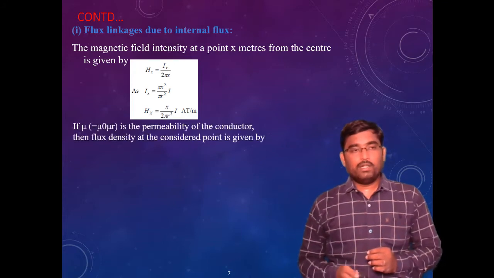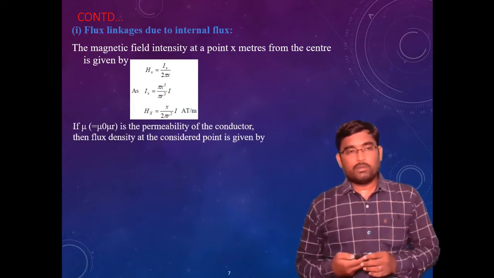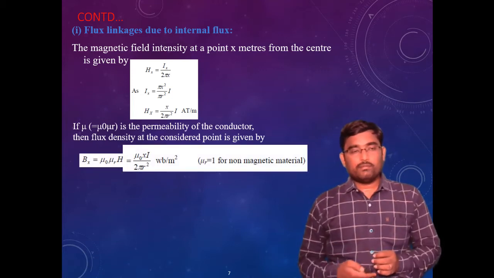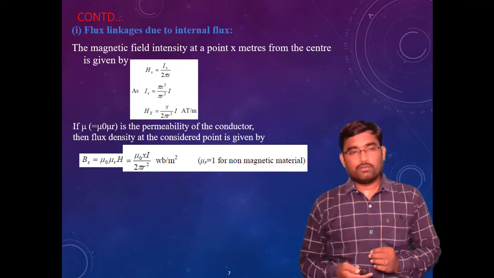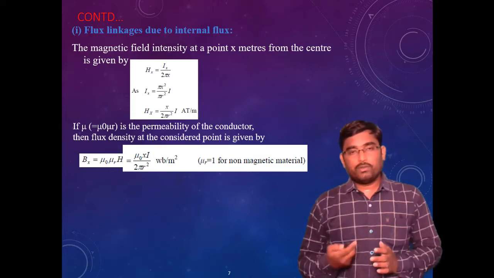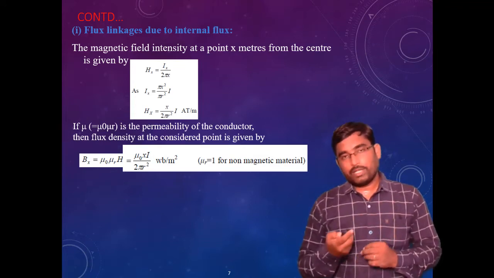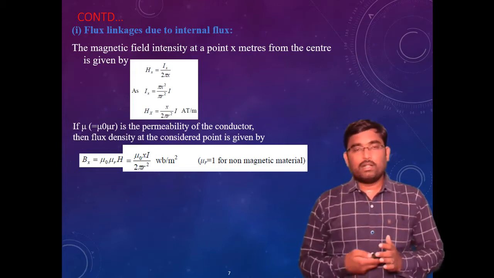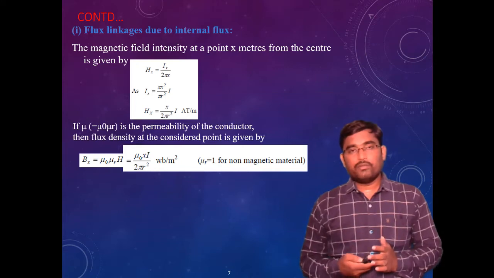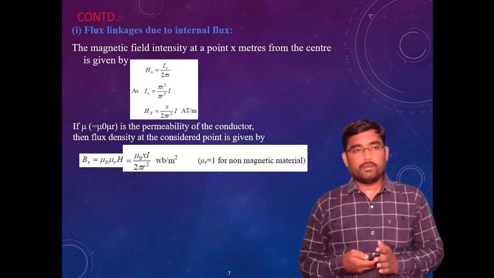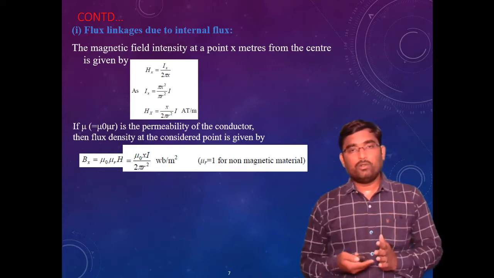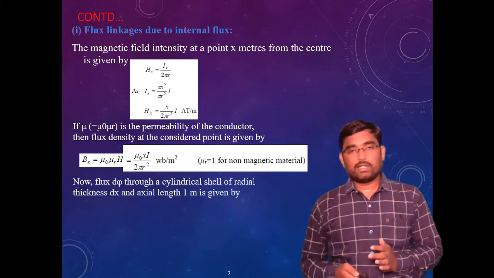Next, if μ is taken as permeability, μ equals μ0 into μr. Then we know that the flux density B equals μ0 into μr into H. We are writing the flux density at a point x, so Bx equals μ0 into μr into Hx. Here I am taking μr as 1. Then it becomes μ0 into, in the place of Hx, I into x by 2πr². So this is the flux density.